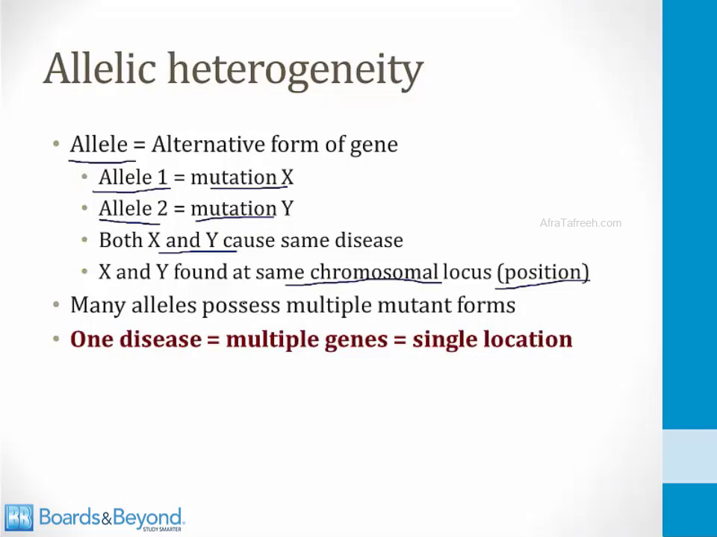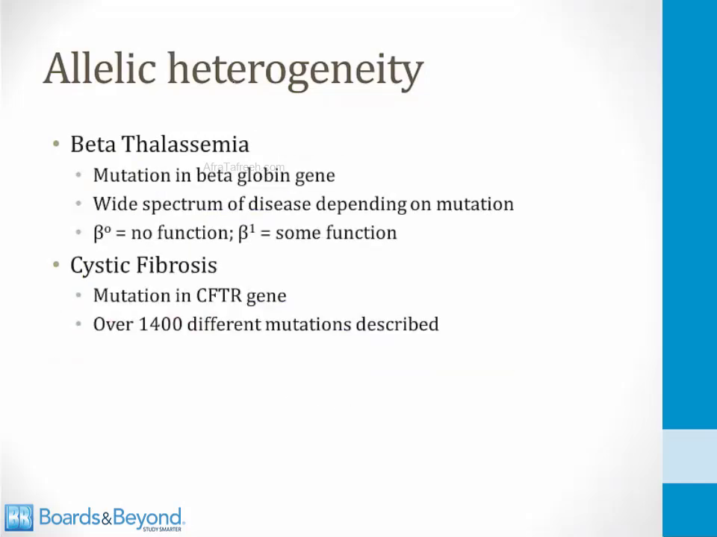And the point here is that many alleles possess multiple mutant forms that all lead to the same clinical presentation or clinical disorder. So I've summarized this at the bottom. You have one disease caused by multiple genes, but all those genes are variants of a gene at the same location, therefore they are allelic variants, and therefore this is termed allelic heterogeneity. A couple examples of allelic heterogeneity are shown on this slide.